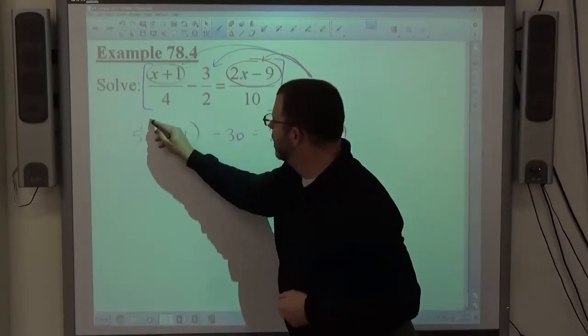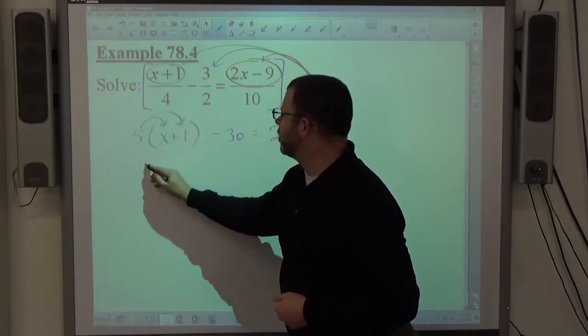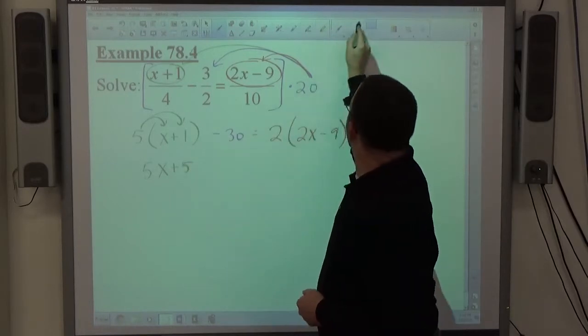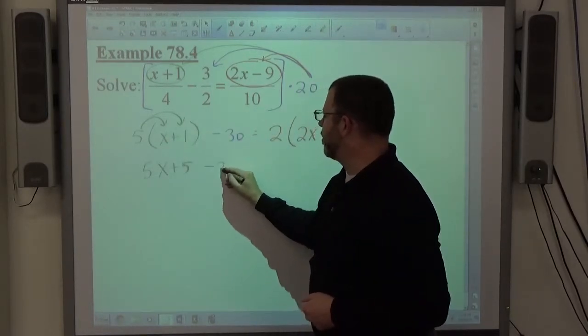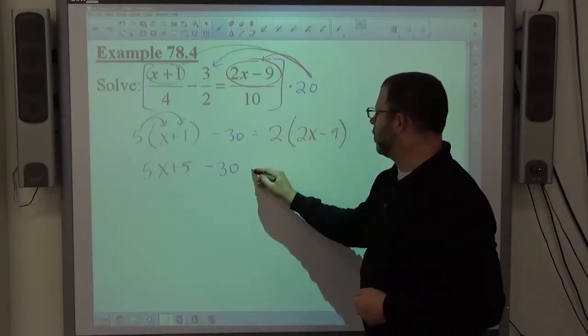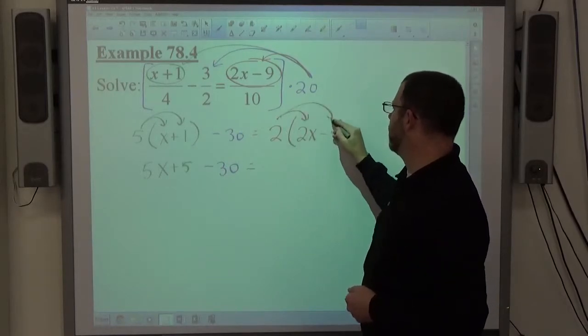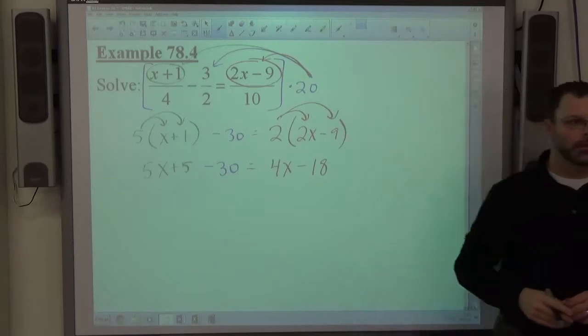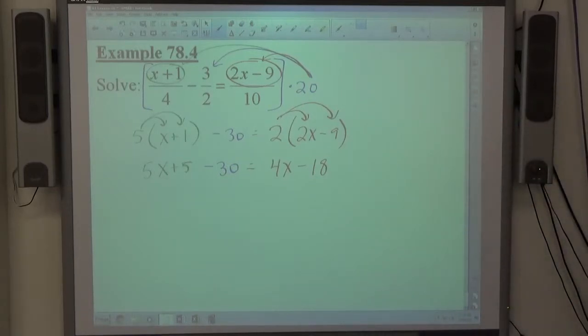Then, 5 times everything here makes 5x plus 5. That product is being subtracted by 30, which is equal to this product. 2 times both of those things makes 4x minus 18. So again, 2 pretty quick, easy steps. We're down to an easy equation, just a bunch of terms. Some have x, some don't.